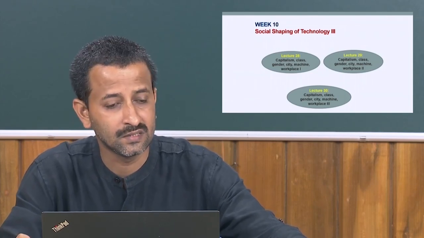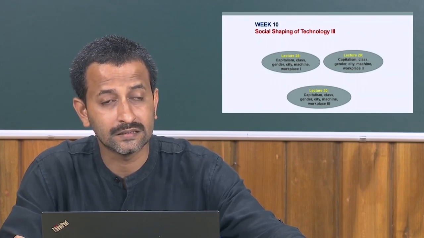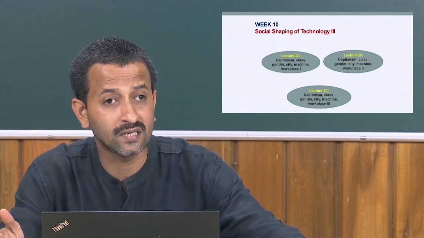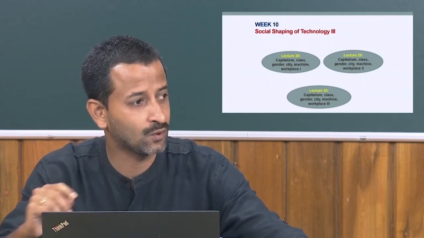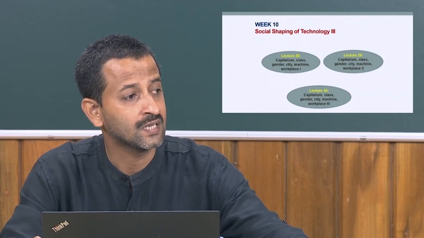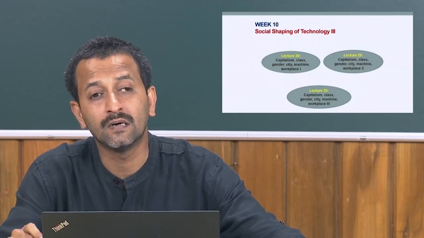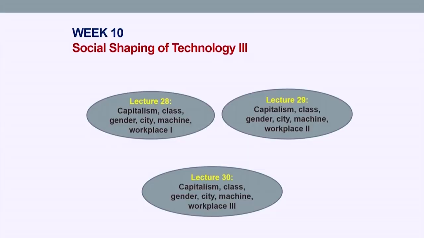Marx's reflections on technology as a byproduct of the present mode of production, I mean capitalism, and how class relations are mediated by technology, I mean the machine versus the worker. Then technology and capitalist control by Harry Braverman, I mean how Braverman's reflections on labor and monopoly capital is very important so far as the social shaping of technology is concerned.